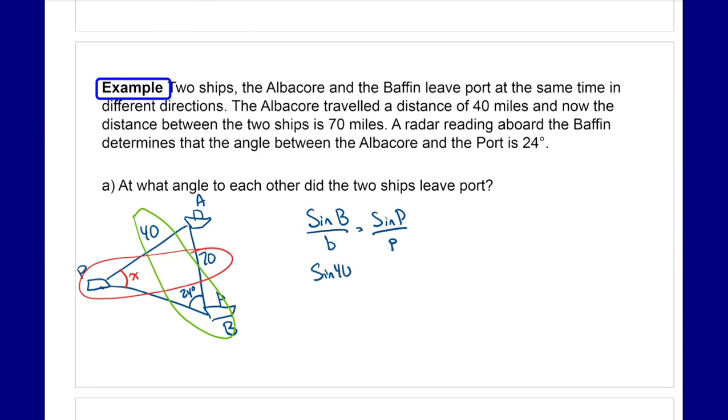So sine of 24 over 40 is equal to sine of p over 70. So we're going to cross multiply. That's our first step.